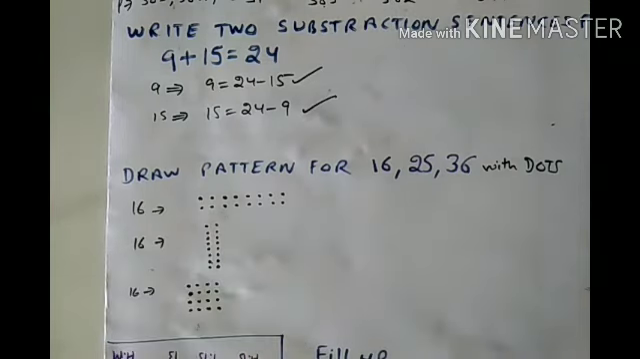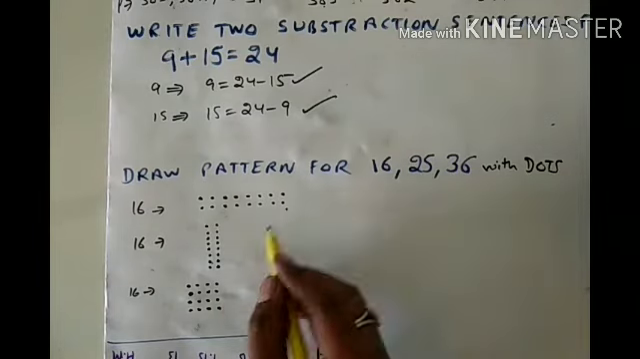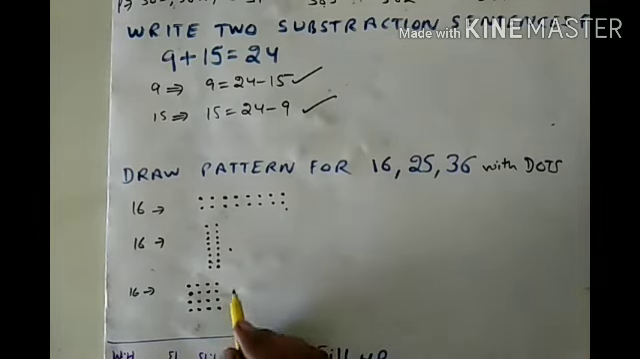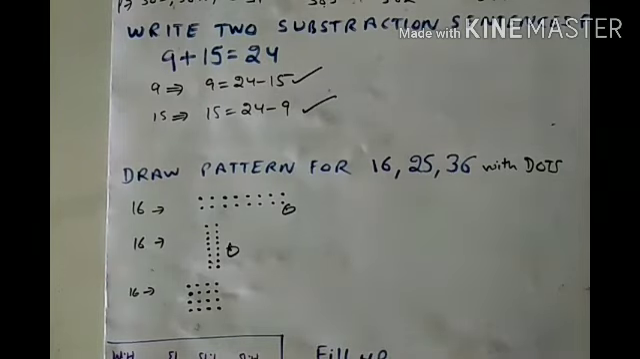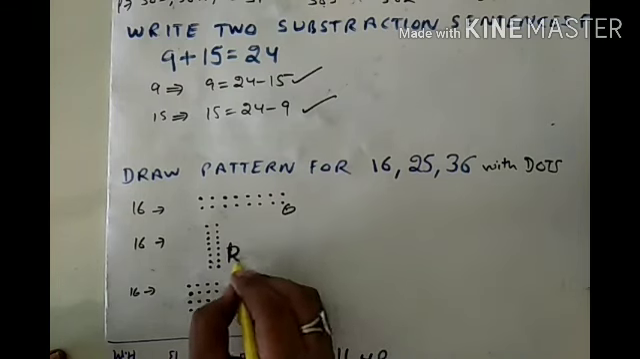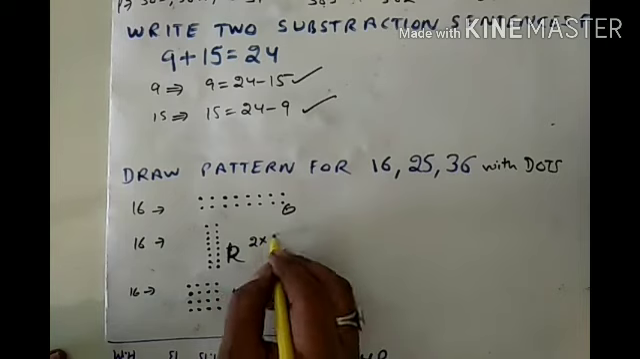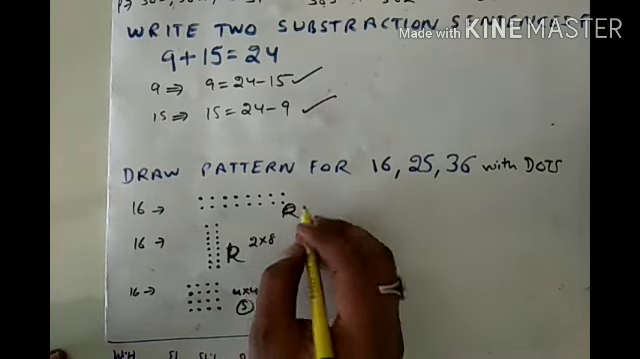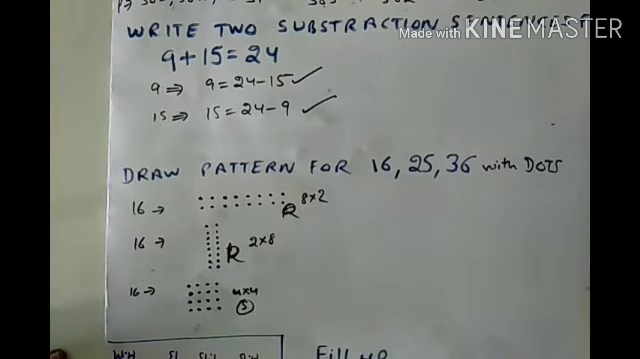Now this is a rectangular pattern, this is also a rectangular pattern, and this is the square pattern, 4 multiply 4. This is a square pattern. This is a rectangular pattern 2 by 8, and this is also a rectangular pattern, that is 8 by 2. Similarly, we can draw the pattern for 25.